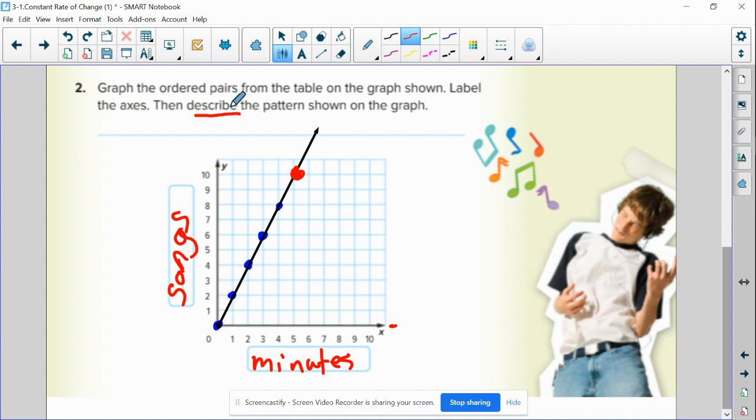It says also describe. So each time we rise 2 songs, and we run 1 minute. That's to get you ready for tomorrow when we start talking about slope, which is rise over run. All right, going to the next page.